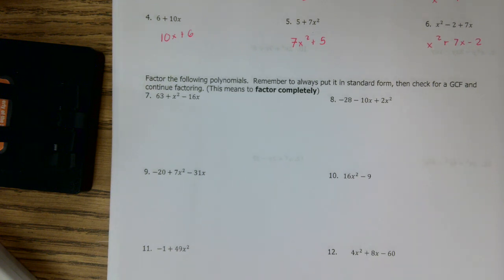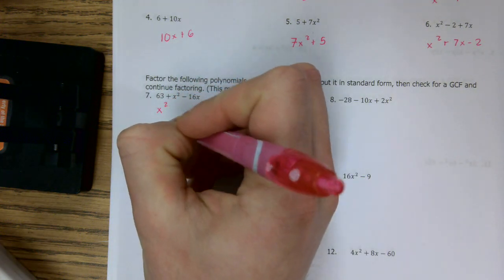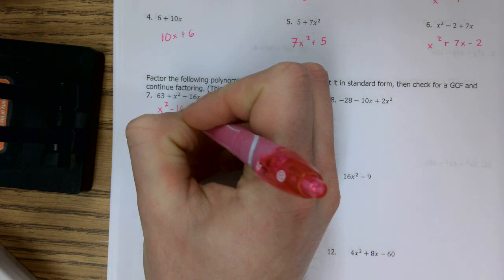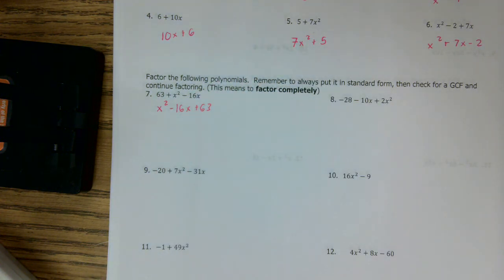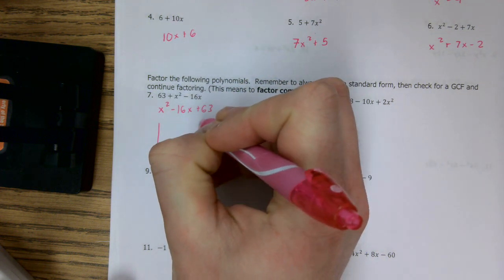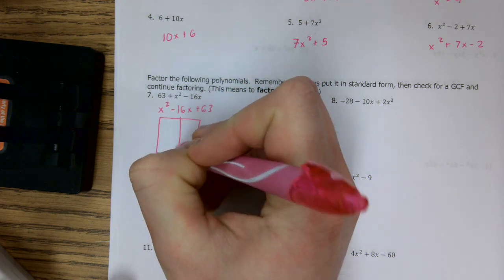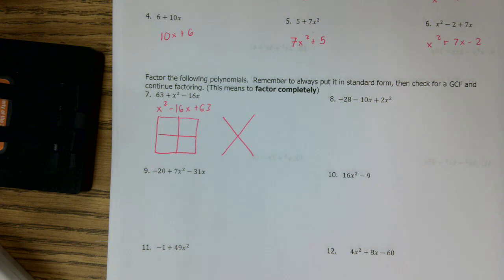Number 7, we're going to take a look here. We got x squared minus 16x plus 63. I'm going to rewrite this as x squared minus 16x plus that value of 63. All right, so now I rewrote it in standard form just like 1 through 6. But this time I'm going to rewrite them as my factors. So in this case, we're going to draw our box, and we are going to draw our diamond. That box and diamond method, sorry.